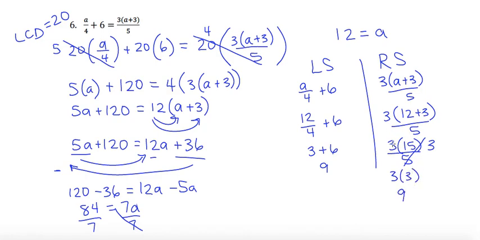You could have also done 3 times 15 and then divided by 5 and used the calculator for that. This just helps you do a little bit of mental math in your head. So the left side equals the right side, which is what I wanted to see. So I can say with certainty that a is equal to 12.